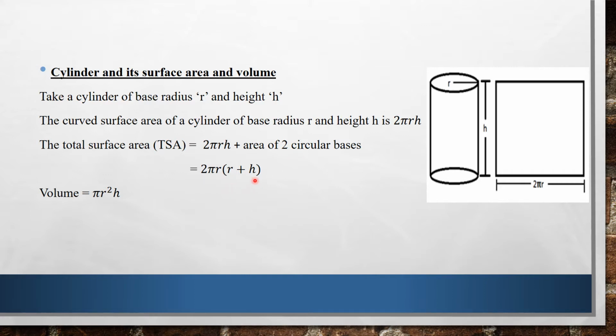which can be written as 2 pi r into (r plus h). And volume is equal to base area into height. The base area is pi r square and height is h. Therefore, volume of the cylinder will be pi r square h.